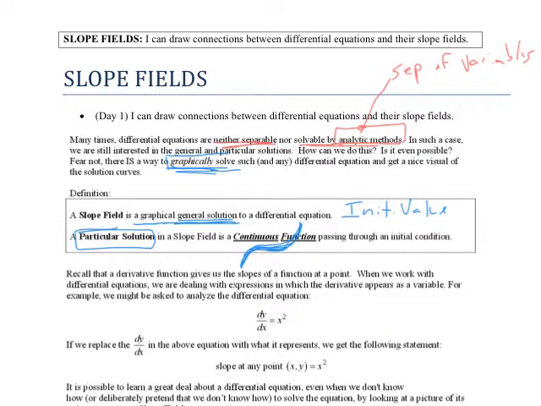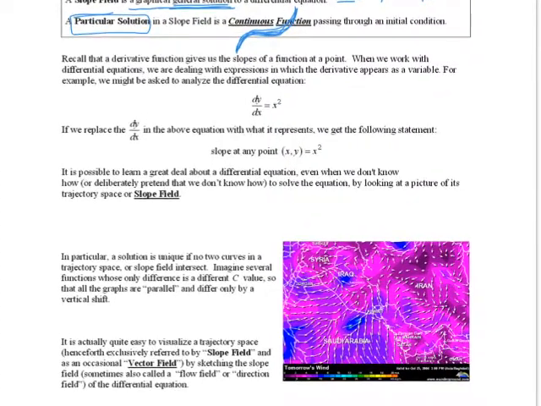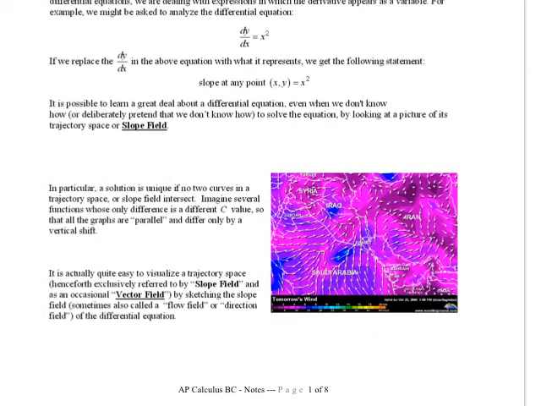So I already hit on this, that a differential equation is an equation that uses the derivative. And basically what this means is the slope at any point x, y is given by x squared. I've shown an example slope field that you might be familiar with.